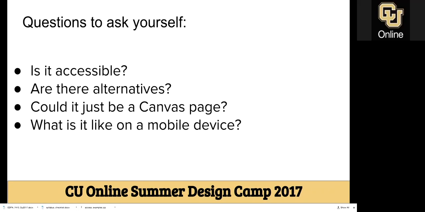So when you're thinking about uploading a document into your course, here's just a couple of questions that you may want to consider. Number one, is it accessible? Do I have that original document that I can scan into the course? Are there alternatives? Alternatives meaning, could it be just a Canvas page instead of a scanned document or an uploaded PDF that you're not the original owner of? Could you just build it in Canvas? And then, of course, what would it look like on a mobile device?